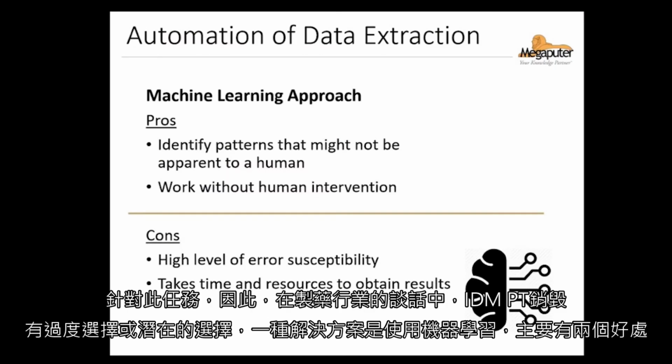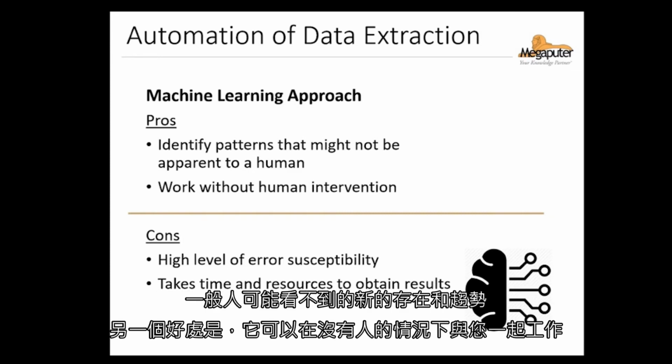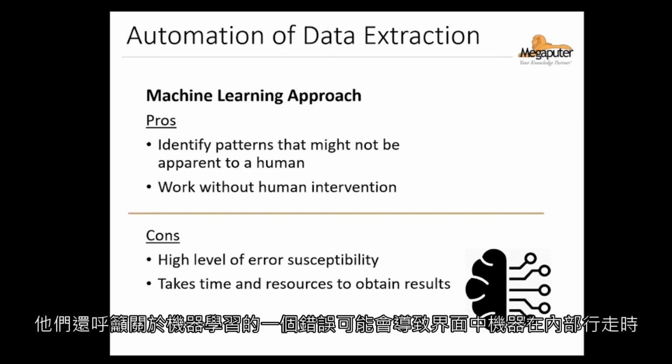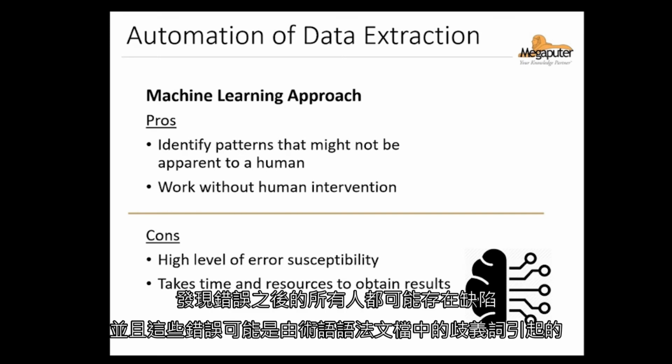In the pharma industry, there are a variety of potential options for IDMP data extraction. One solution is using machine learning. There are two main benefits we can get. One is that it is good at identifying new patterns and trends that might not be apparent to a human. Another benefit is that it can work without human intervention. There are also cons to machine learning. One single error can cause havoc within a machine learning interface, as all events subsequent to the error may be flawed, and these errors can be caused by ambiguous words or jargon in text documents.